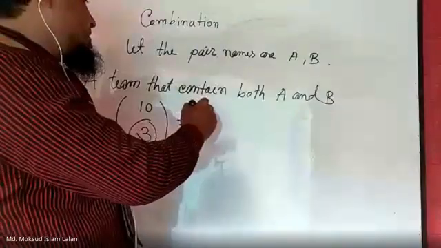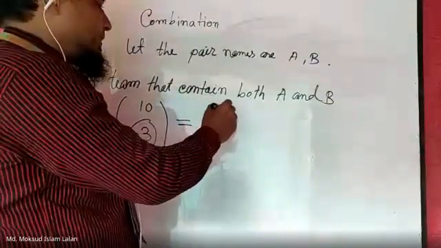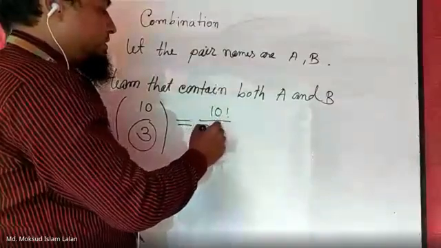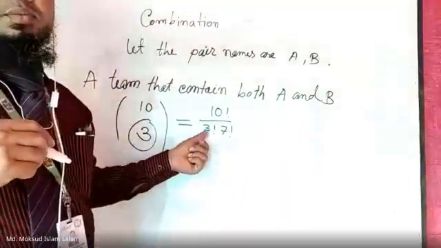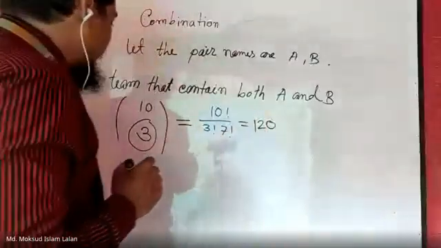Now calculate this. 10 factorial, 3 factorial, 7 factorial. Now we can use the shortcut technique, right? I think you know maybe. Yes, sir. How much will this be? 120, sir. Okay, 120.